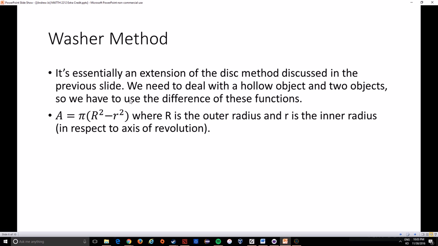If there is a hollow portion, then we use the washer method as discussed before. It's essentially an extension of the disk method discussed in the previous slide. We need to deal with a hollow object and two objects, so we have to use the difference of these functions. A equals pi times capital R squared minus lowercase r squared, where capital R is the outer radius and lowercase r is the inner radius with respect to the axis of revolution.